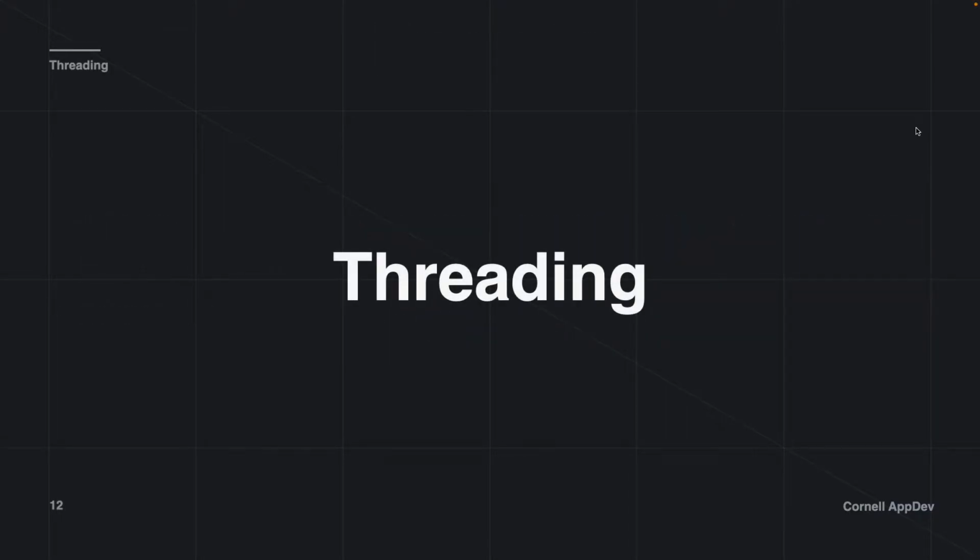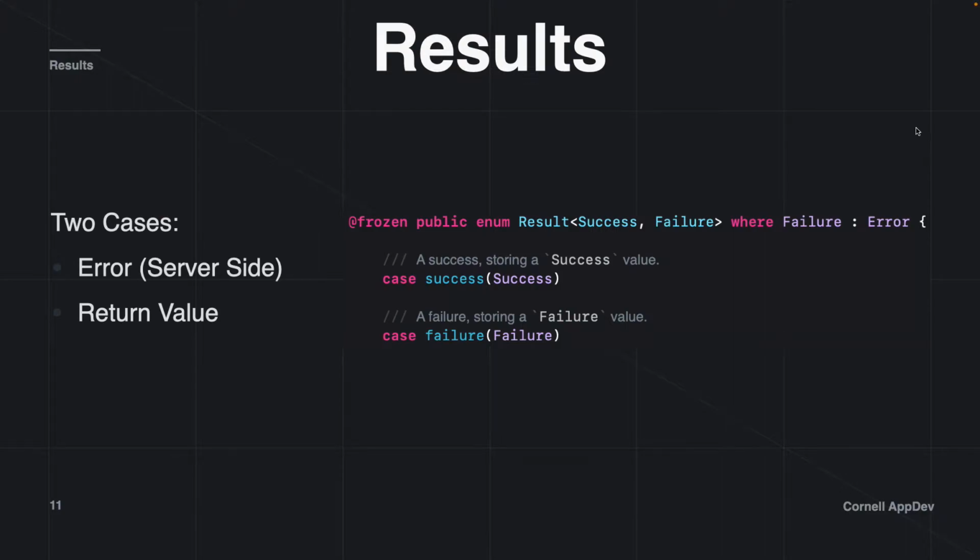And this brings us to our next really big topic for today, which is threading. Actually, before I go on, does anyone have questions about results or about enums with associated values?